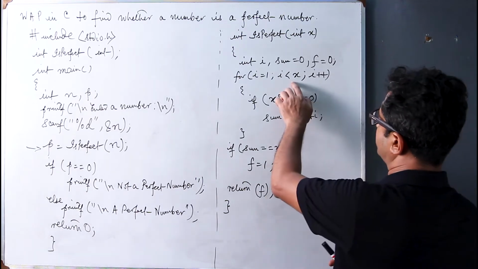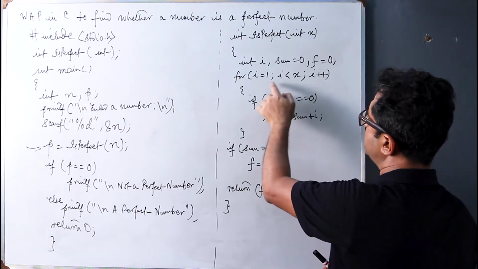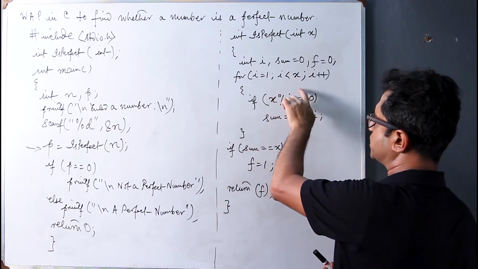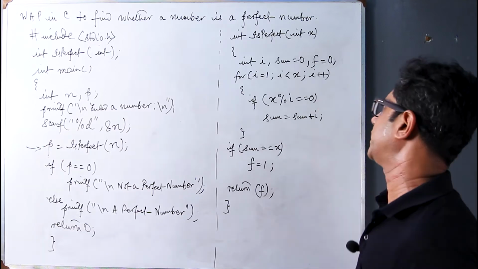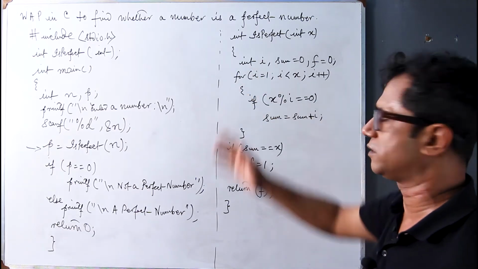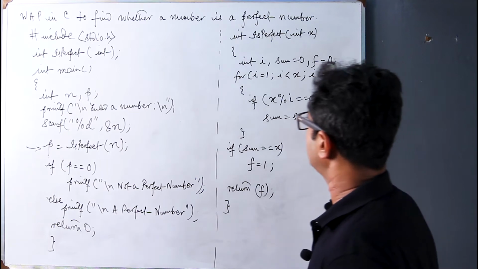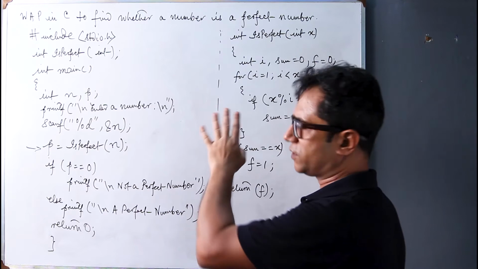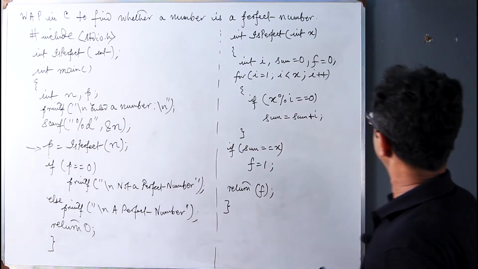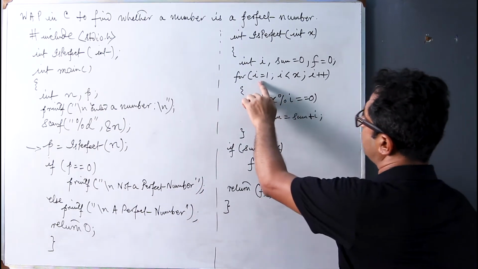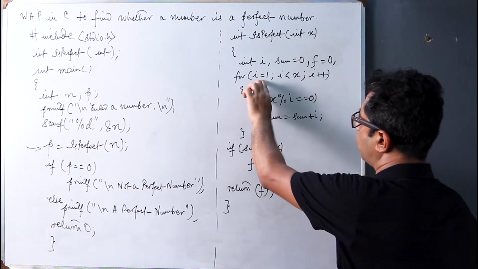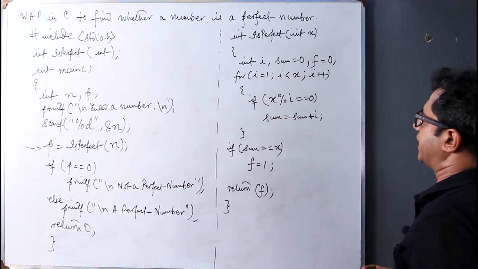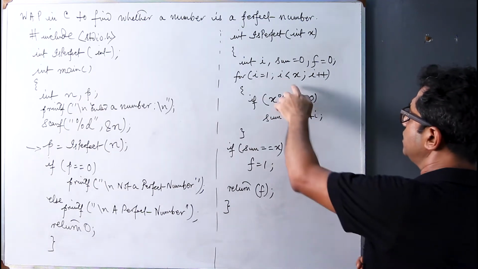So x will be left aside. We have not taken x. If x had been taken, I would have written i less than or equal to x. Since I will not consider x, the factors will be counted from 1 to any number other than the number itself. So we start our iteration from 1 to a number less than x, less than the number itself.